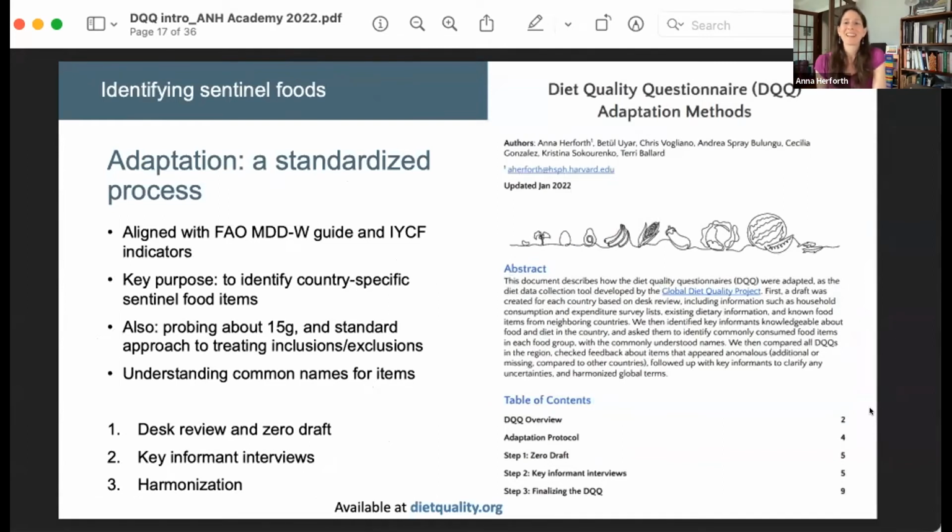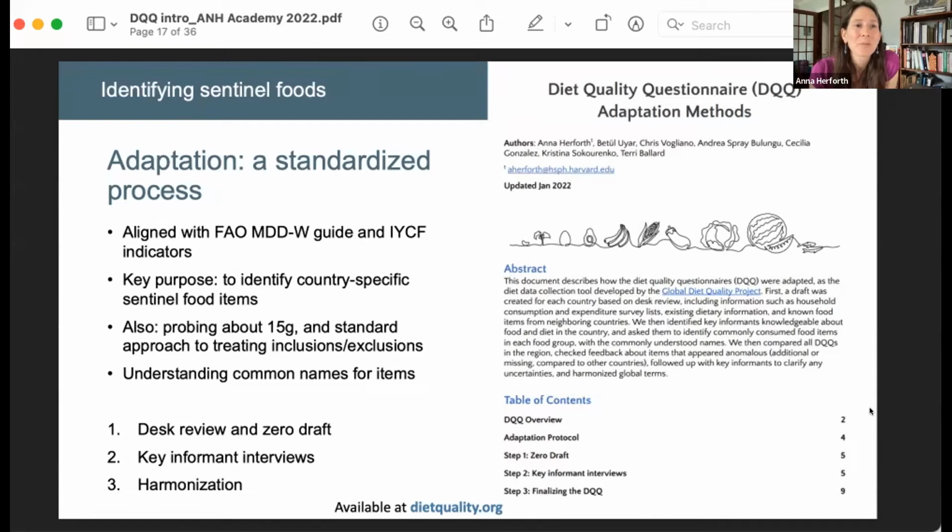A little bit about adaptation. The conclusion to use a short list of Sentinel food items leaves the very tall ask of adapting each DQQ for each country. And so we have undertaken this effort for so far 105 countries and counting, to adapt the DQQ to the specific food items that are common in each place. This has been a really big global effort, and I'll give you some stats on that in a moment.